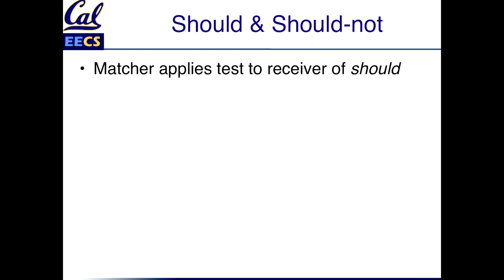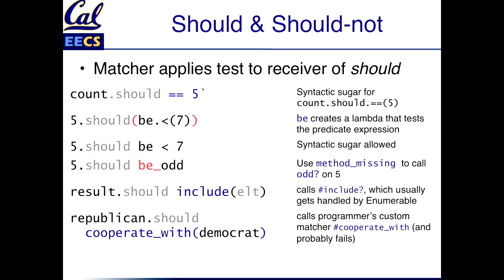The idea is that a matcher applies a certain test to the receiver. And there's a number of examples that we can look at, some of which have already appeared in the homework. So a simple one is we have this object count. We could say count should equal 5. So what is should actually doing? It's looking at this object, and it's applying the result of this block to the object, right? So it's basically sending count the equals message with 5 as an argument.